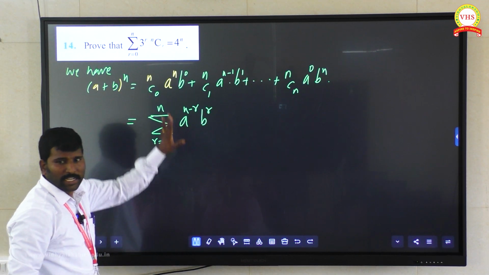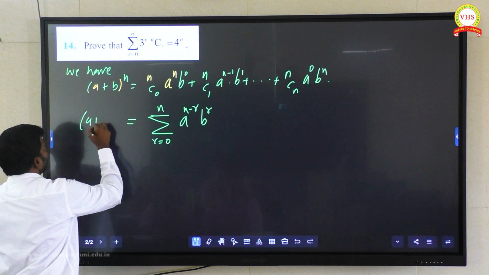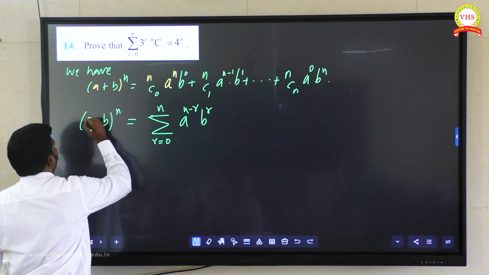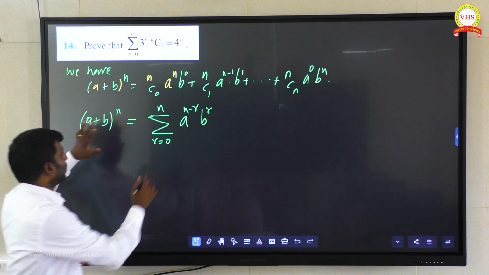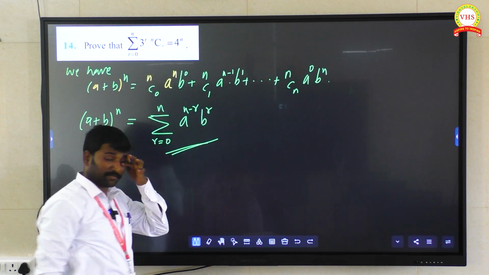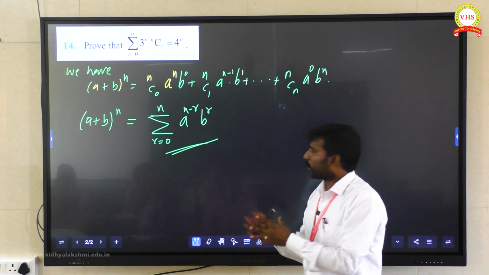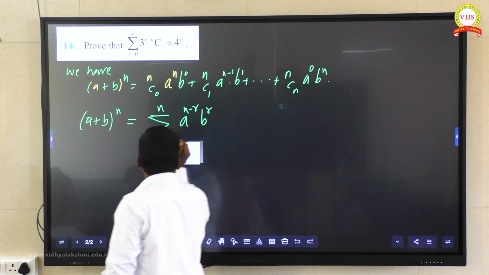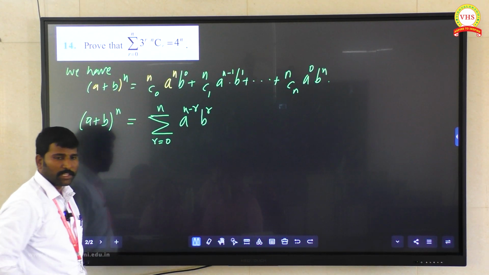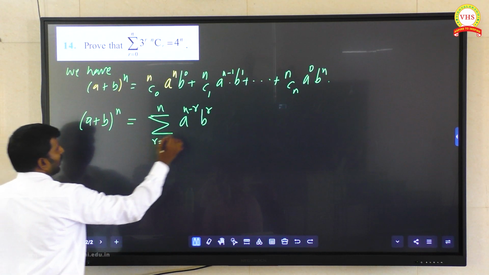Do you understand this? This is the general formula for A plus B whole power n. In the question they have given the right hand side format. You have to compare both. What is A, what is B, what is R, you have to find. What is n also. Do you understand? Given is what? Let this be 1.